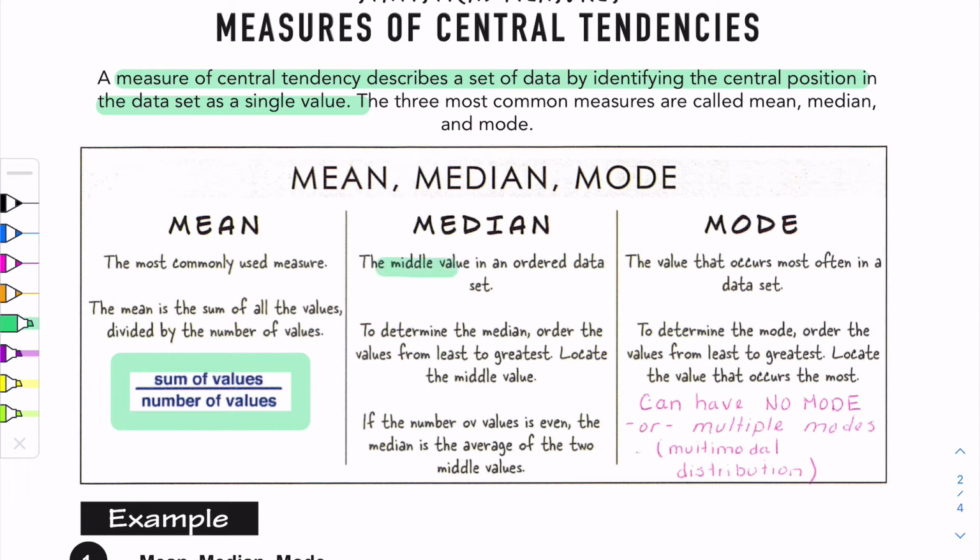The median is the middle value in an ordered data set. So you put all of the numbers in order, from least to greatest, and you locate the middle value. If the number of values is even, the median is the average of the two middle values.